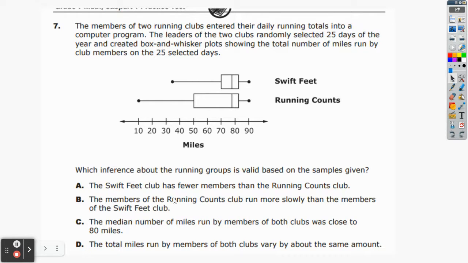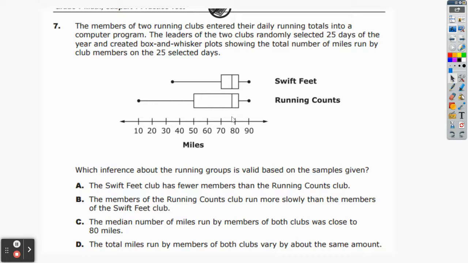B, the members of the Running Counts Club run more slowly than the members of the Swift Feet Club. Look back up there. Look anywhere. Does it talk about speed? Does it say miles per hour? Nope, doesn't. Doesn't at all.